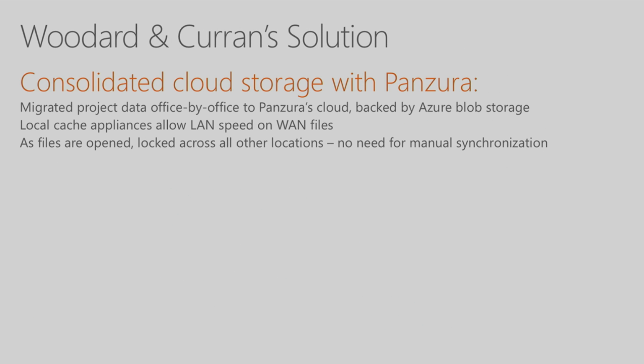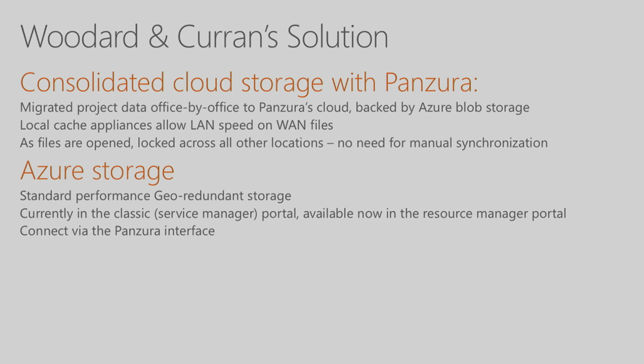So we consolidated all of our project storage onto Panzura. We migrated all of our project data office by office into a single centralized location, which is managed by Windows DFS. Again, it's just a CIFS server on the front end. The back end connection to Azure is what's doing all the magic. These local cache appliances allow for LAN speed and WAN files. When files are open, they're all locked across the locations. There's no more need for manual synchronization. You know you're working on a single copy of that file.